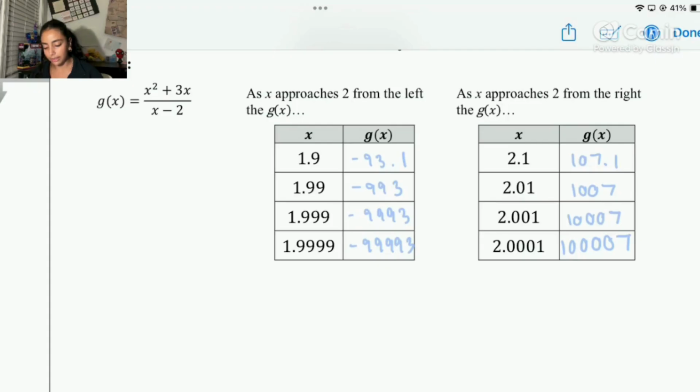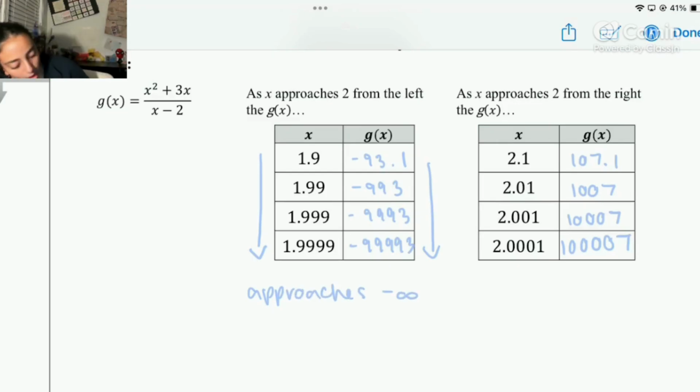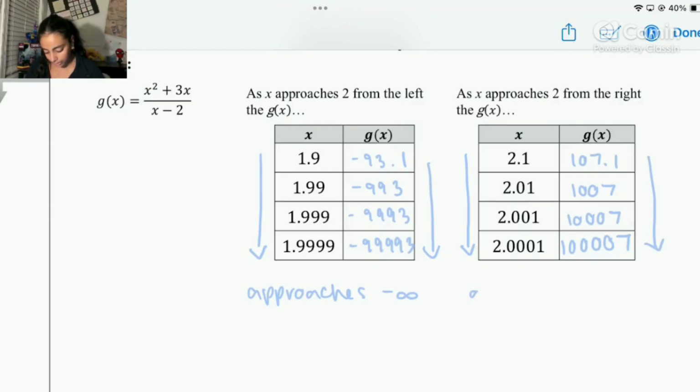And you can see that as x is getting closer and closer to 2 from the left side, it's getting closer and closer to -infinity. So here we can say approaches -infinity. And for as x approaches 2 from the right, so getting really, really close to 2 from the right side, you can see it's getting closer and closer to positive infinity.